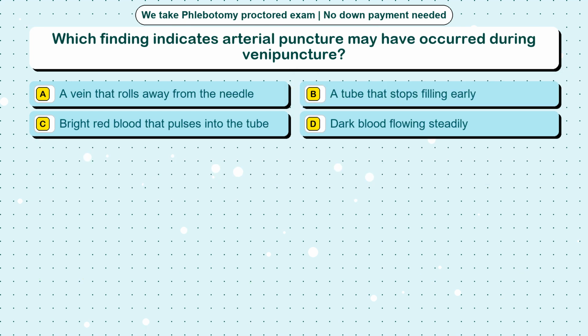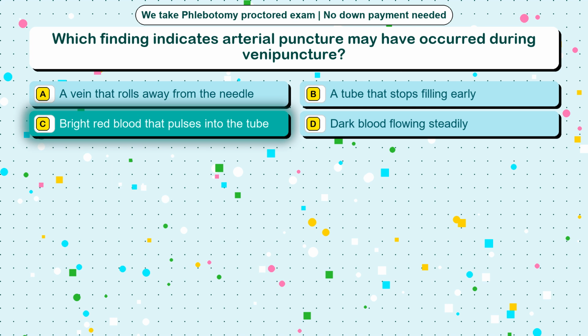Question 48. Which finding indicates arterial puncture may have occurred during venipuncture? Option A, a vein that rolls away from the needle. Option B, a tube that stops filling early. Option C, bright red blood that pulses into the tube. Option D, dark blood flowing steadily. The correct answer is option C, bright red blood that pulses into the tube.